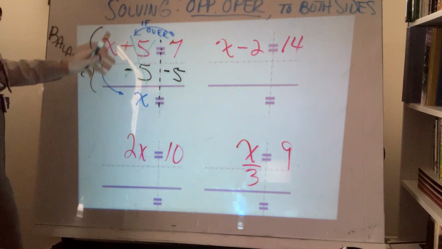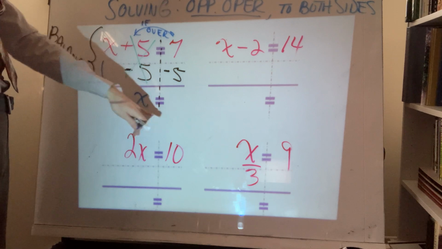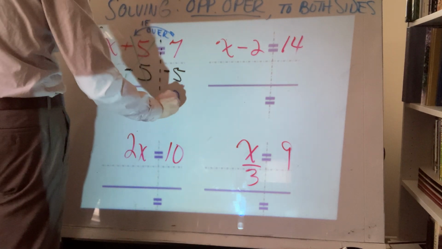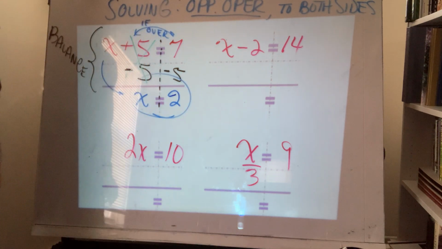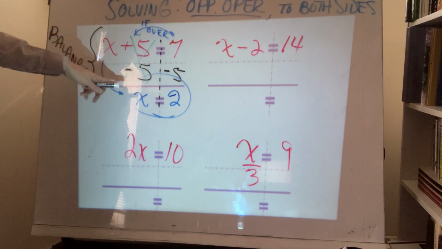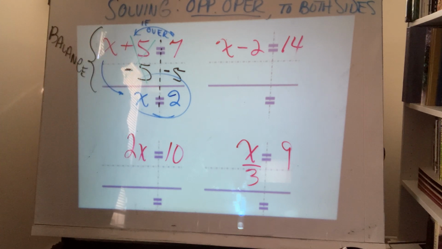X is left over on this side, so I'm bringing it a little bit closer, and I'm going to do the subtraction. What is 7 minus 5? 2. Okay. That is a one-step algebraic equation solved using subtraction.